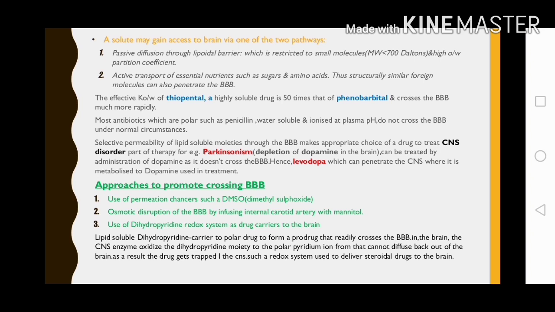of the therapy. For example, in a disease called Parkinsonism, there is a depletion or reduction in the dopamine levels in the brain. Dopamine is a neurotransmitter and it is responsible for keeping the brain active. It is also called a happy neurotransmitter. Dopamine doesn't easily cross the blood-brain barrier, so a drug called levodopa is administered to the patient. Levodopa easily passes through the blood-brain barrier into the CNS, and it is further metabolized to dopamine and hence can be used for the treatment.